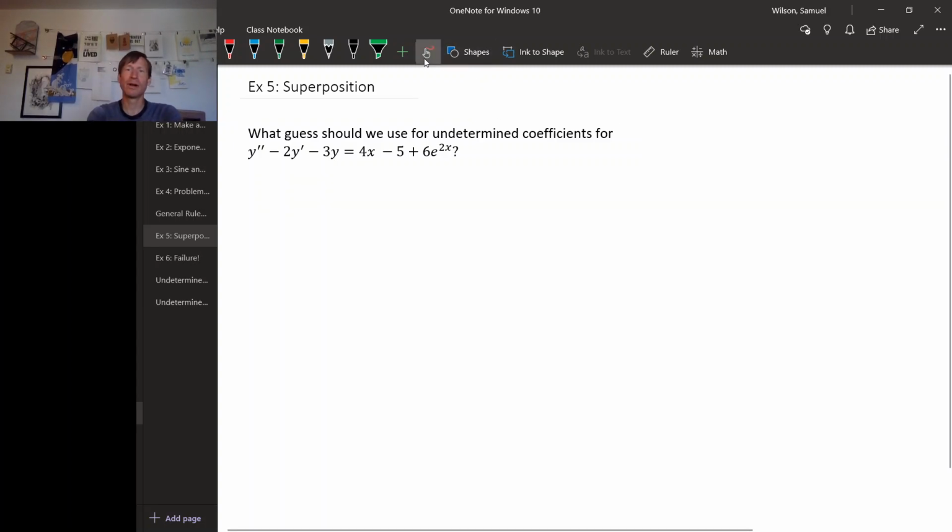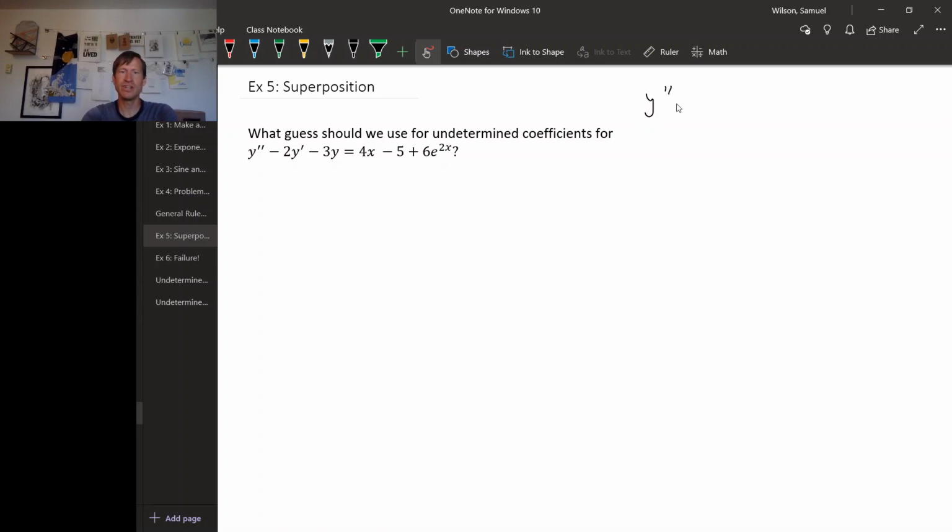Let's look at a couple more situations for undetermined coefficients. So let's figure out what we should guess for this equation for our particular solution. Now, as we've seen, before you can make a good guess for your particular solution, you need to know what the complementary solution is. So let's go ahead and work that out.